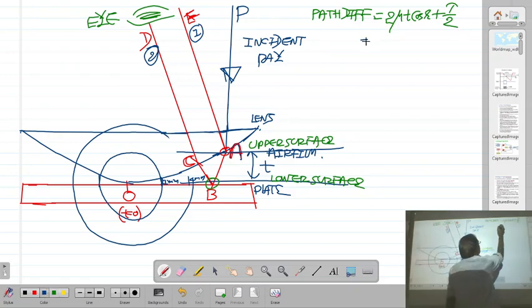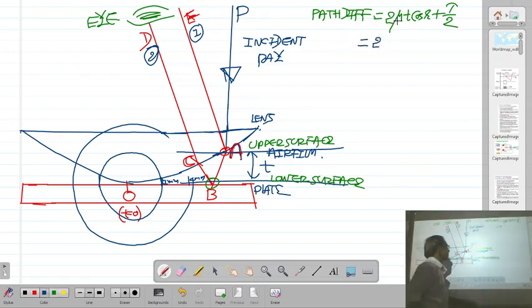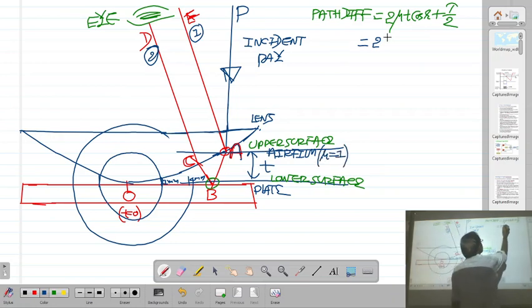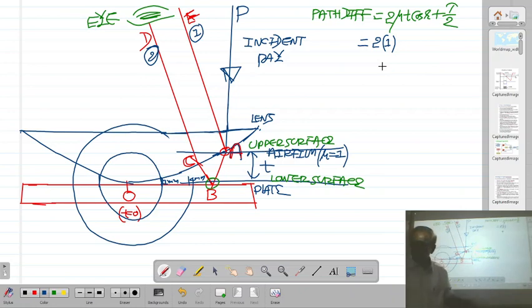Now, mu is the refractive index of the air film. What is the refractive index of the air film? It is 1. And t is the thickness of the air film, which is formed between the lower surface of the lens and the upper surface of the glass. It is the thickness of the air film at point A, right?